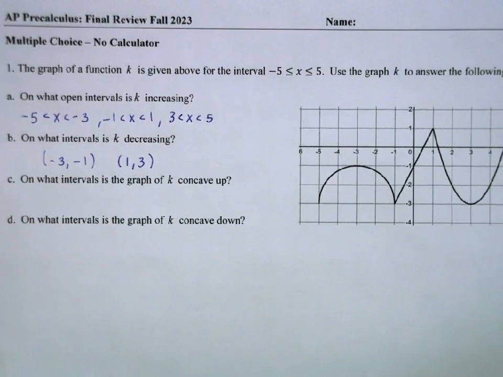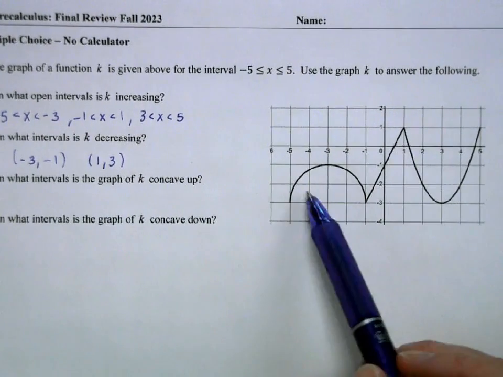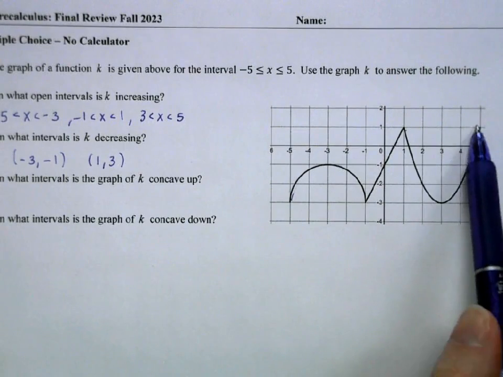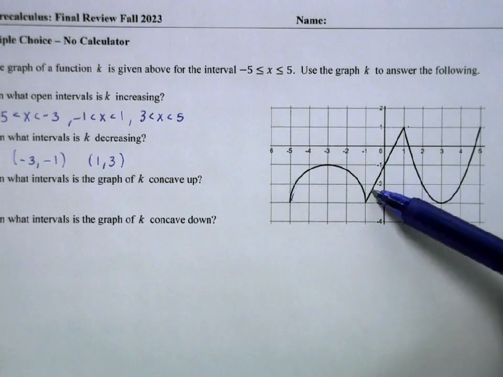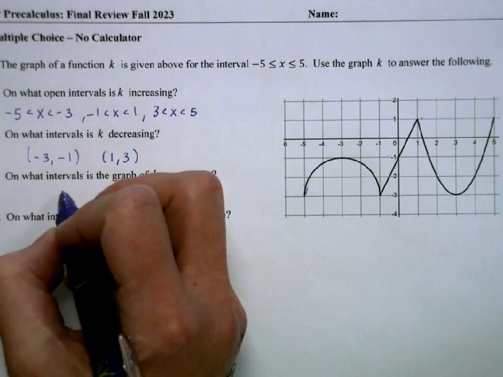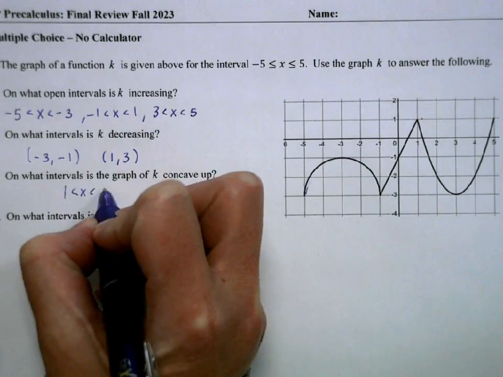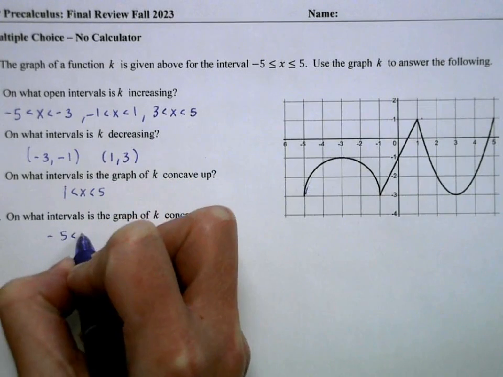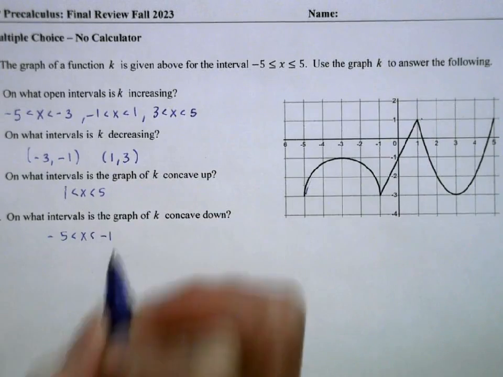On what intervals is the graph concave up? Our graph is concave down here, concave up here. There is no concavity if we have a line. So we're concave up from 1 to 5, concave down from -5 to -1.